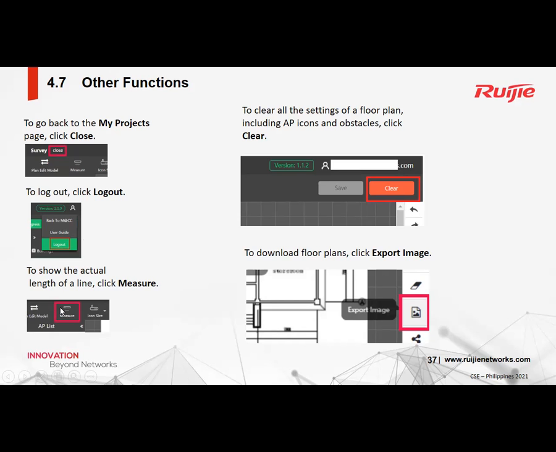So kunwari, nilagay mo dito si AP 1 and another AP 2 dito sa position 2. Then hindi mo alam yung sukat. So syempre, hindi natin alam yung sukat, yung layo nila. So you can measure. So since nag-set ka ng scale, so pag measure mo yon, so actual din yung sukat na yan. From 81 to 82.